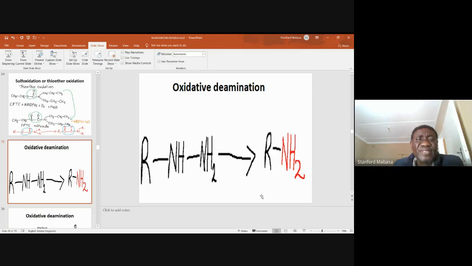There's also oxidative deamination. Now, for oxidative deamination, I think this is the last process. You need to have two nitrogens in a chain attached to this R, and it can break, leaving RNH2.